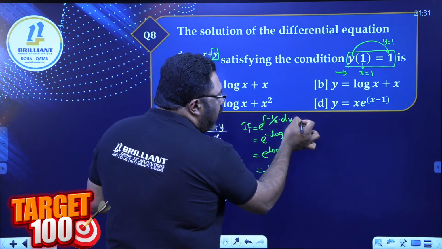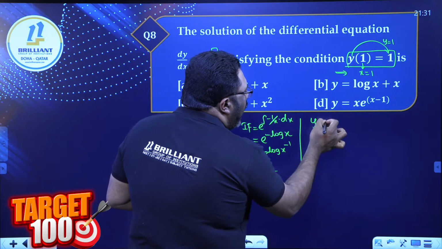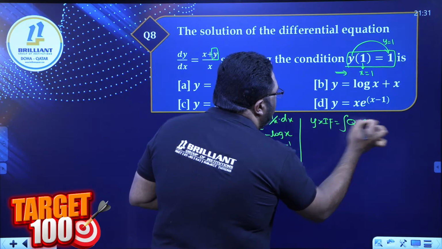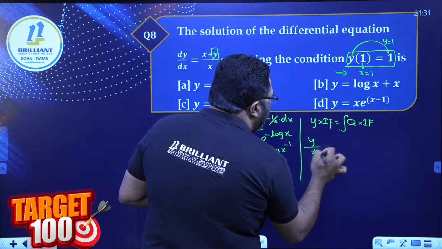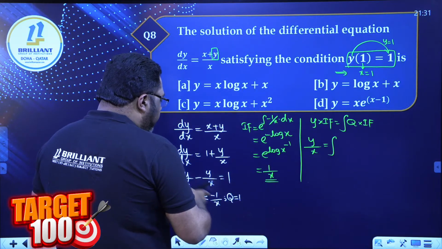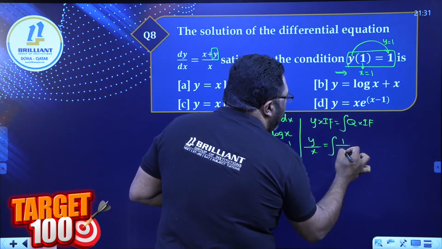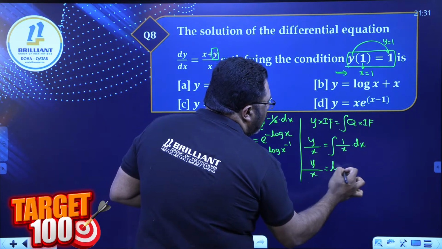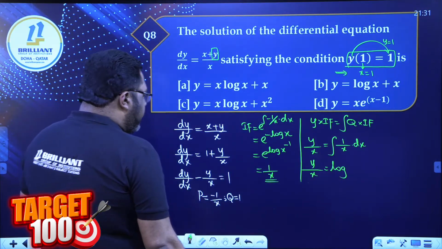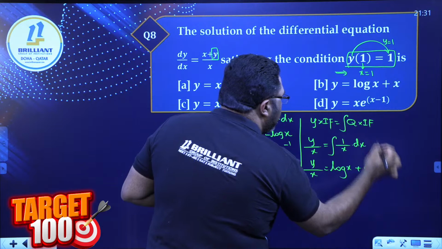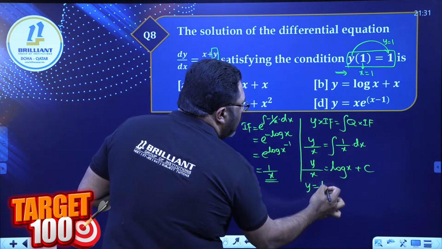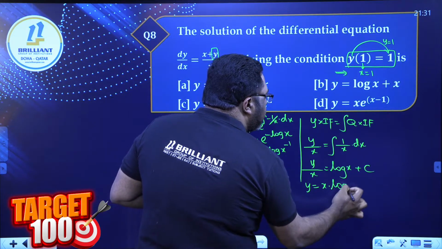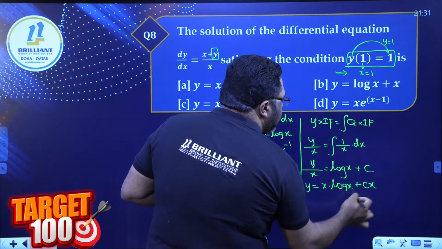And the solution of LDE type 1, again the equation: y into integrating factor is equal to integral q into integrating factor. Your answer is y by x equal to integral q, which is 1, so it's 1 by x dx. So my final answer is y by x is equal to log x plus c. So y is equal to x log x plus cx.